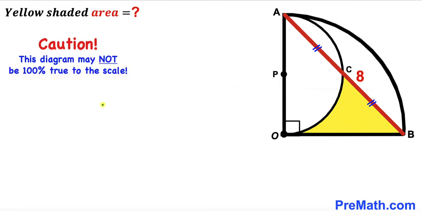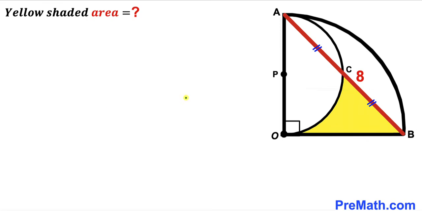And please keep in mind that this figure may not be 100% true to the scale. Let's go ahead and get started. And here's our very first step. We can see that this AO is the radius of this quarter circle. So I'm going to label this one as our lowercase r, and likewise this OB is the radius of the very same quarter circle. So this is going to be lowercase r as well.